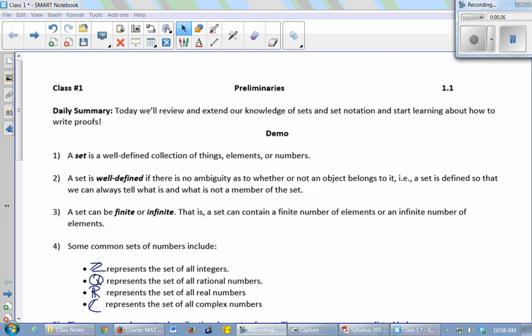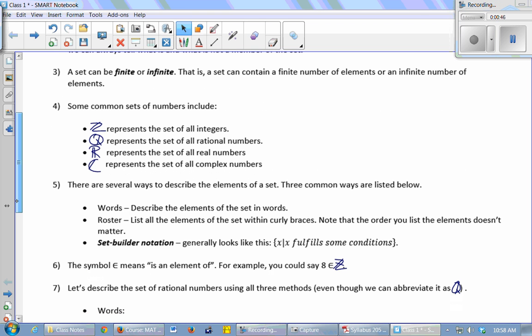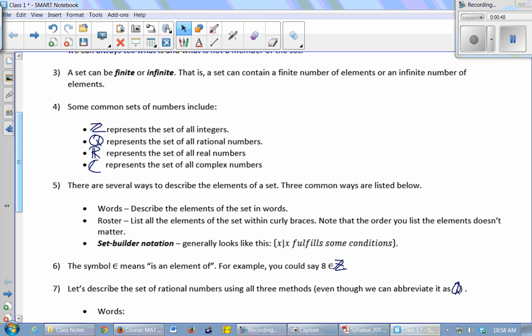All right, a set is a well-defined collection of things, elements, or numbers. Just a collection of things. And the term well-defined means there's no ambiguity as to whether or not an object belongs to a set, right? Either it does or it doesn't, and you can always tell. So that's what well-defined means. A set can be finite or infinite, have a finite number of elements, or it can have an infinite number of elements in it.